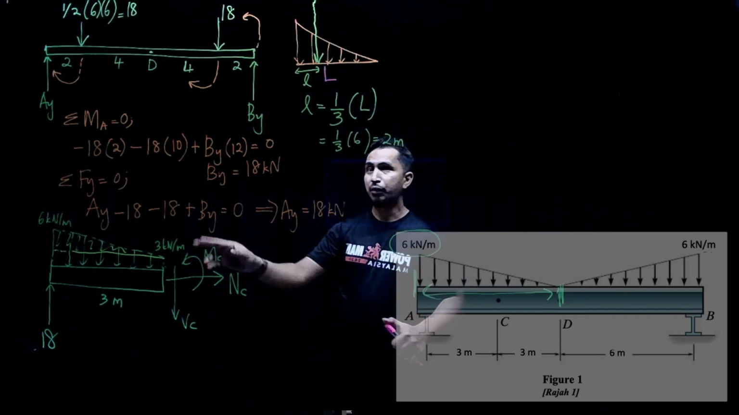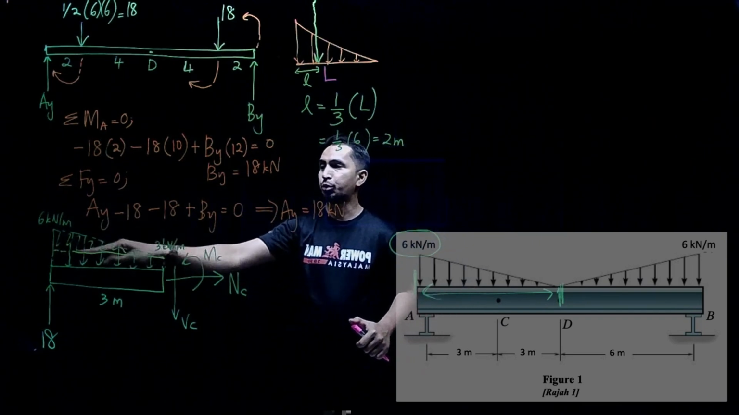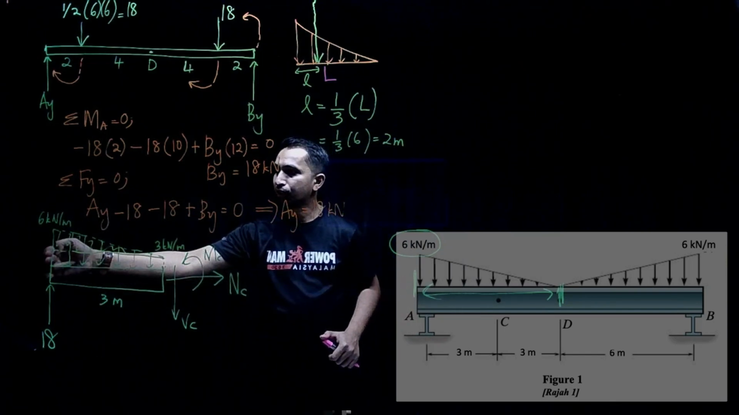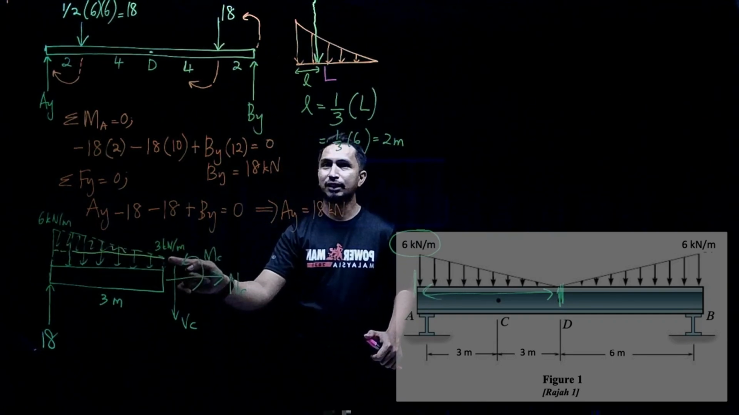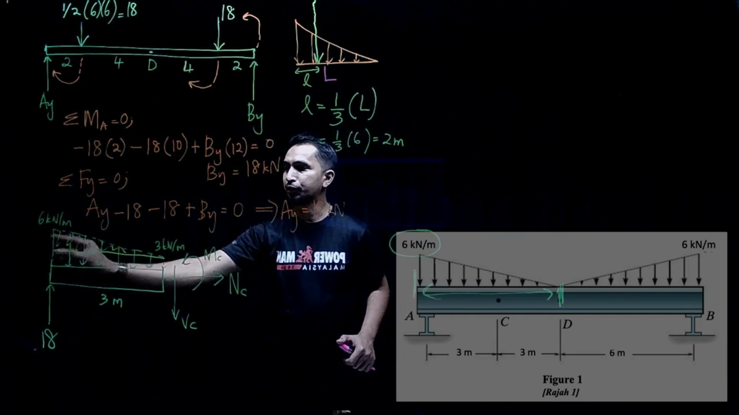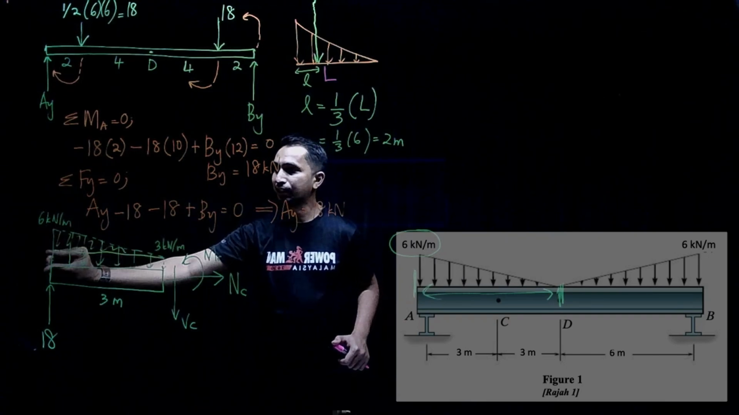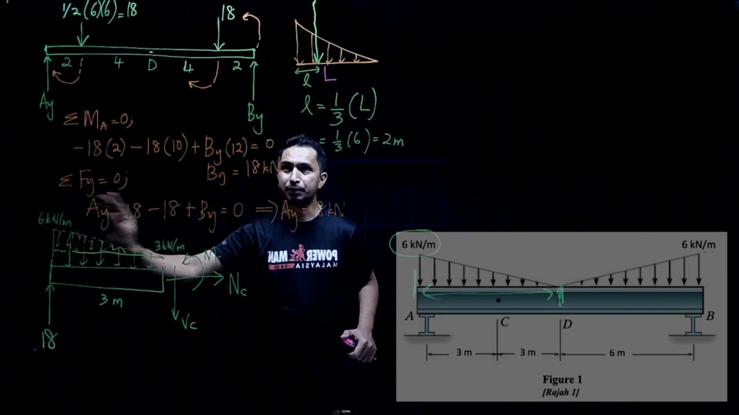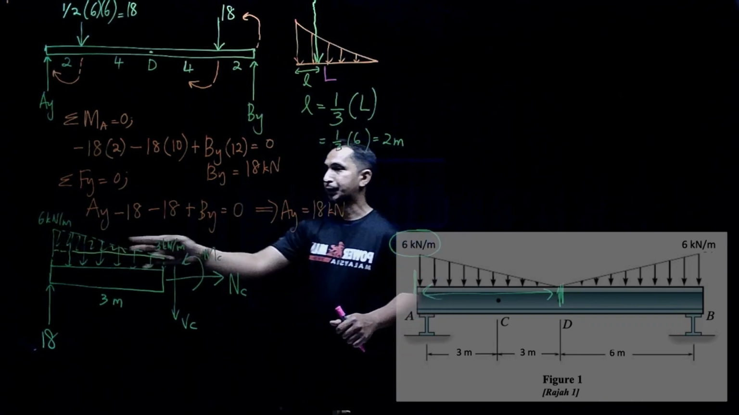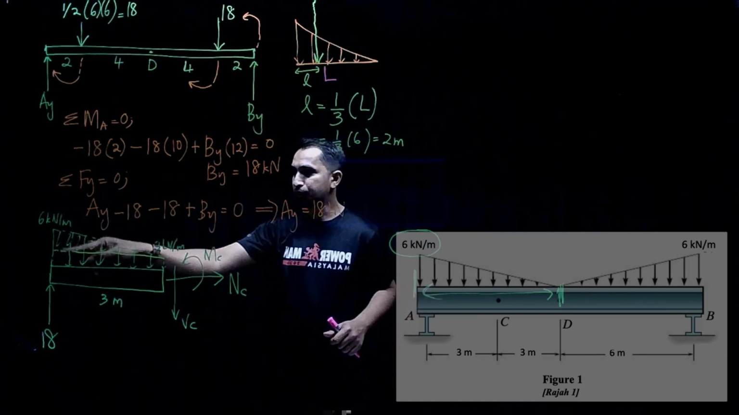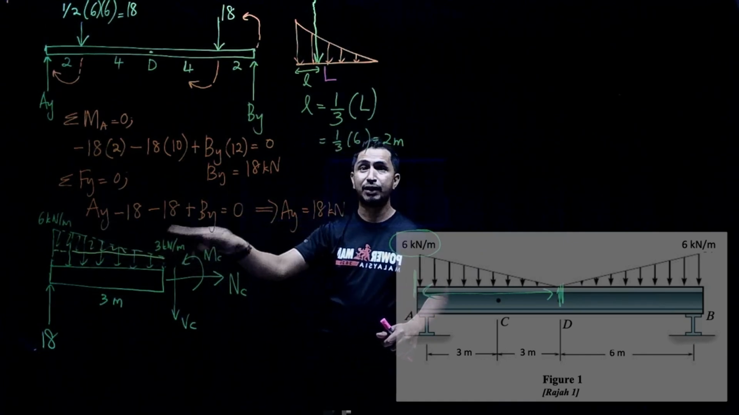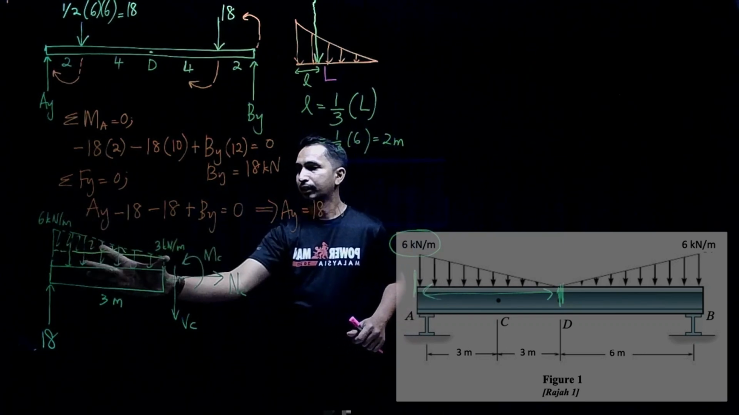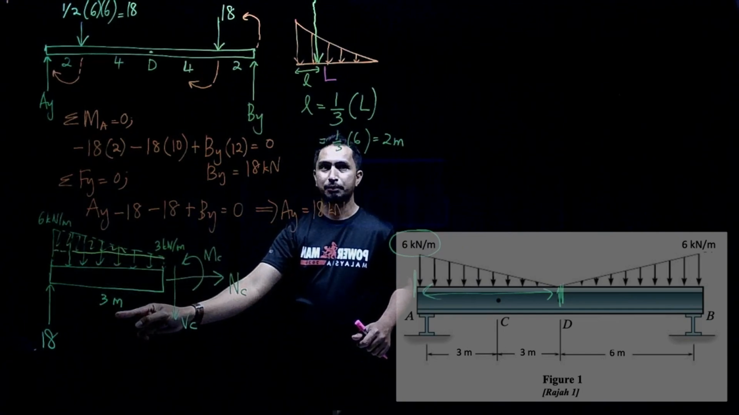So I will solve the upper shape first, the triangle shape. Total height is 6 and the lower height is 3. So the remaining one will be 3, 3 kilonewton per meter on the upper area. So to convert it into a single load is the area of that shape. The height is 6 kilonewton, the base is 3 meter.